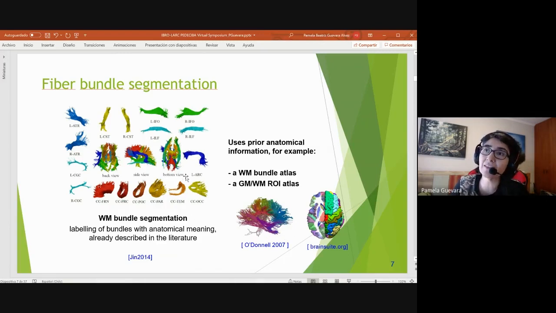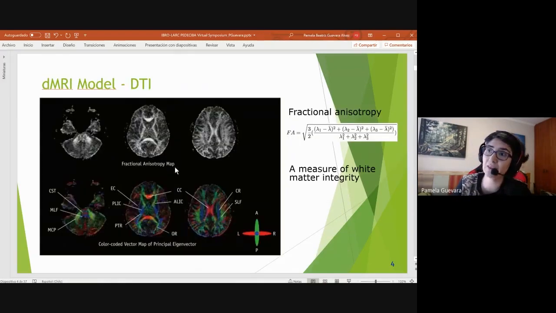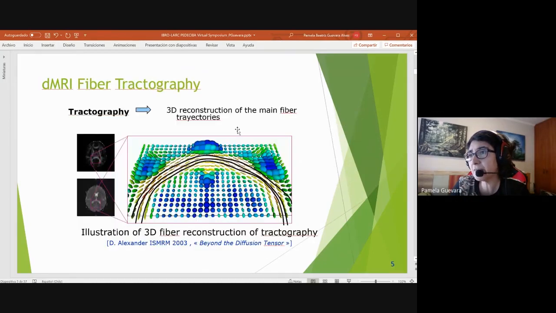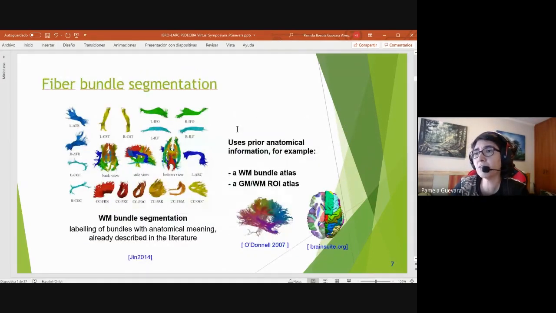Commonly, these analyses are based on fractional anisotropy. That's why it's so important. Why? Because it's different to compare, for example, the volume or the shape of the bundles. But fractional anisotropy is a measure of the microstructure of the bundles, so it's more informative than the fibers themselves.